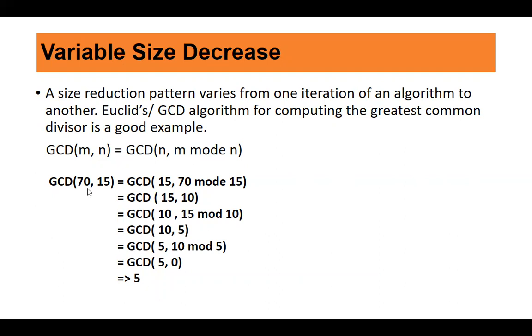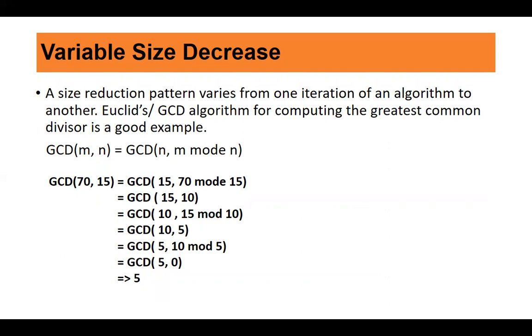Let us take an example of 70 and 50. We want to calculate GCD for these two numbers. So now put it into the formula n, m mod n. So what is n here? n is 50. What is m? m is 70, right? So n is 50, m is 70 mod n, that is 70 mod 50. Now what you get? You get 20. That's the remainder. Fine.